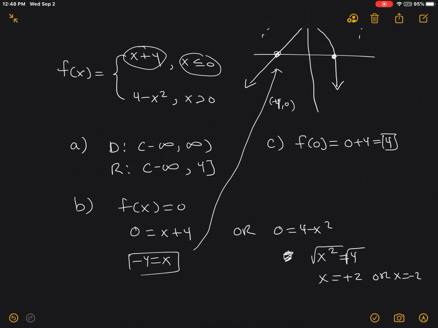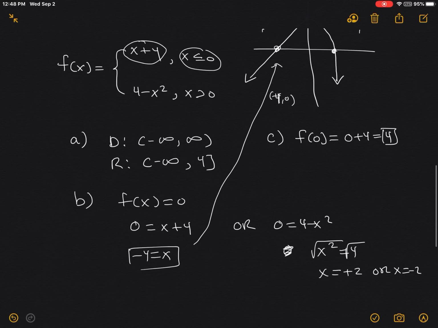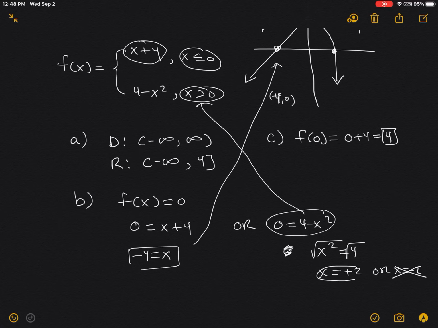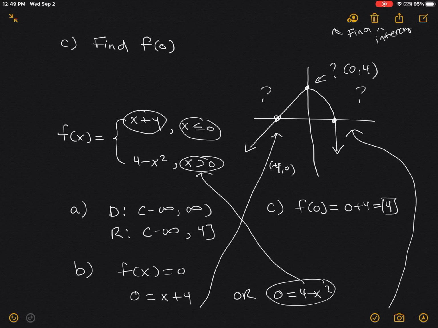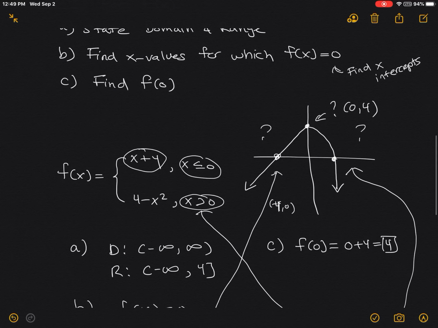So the question is, which one is it going to be? Now, remember, for this equation right here, it's defined for x is greater than 0. So we're not going to use this guy right here. X has to equal positive 2. So this coordinate right here has to be positive 2. So the answer, part B, is x is equal to negative 4 and 2. Okay, so that's how you interpret the graph using the piecewise function, even if the numbers aren't provided. And that will conclude this video.